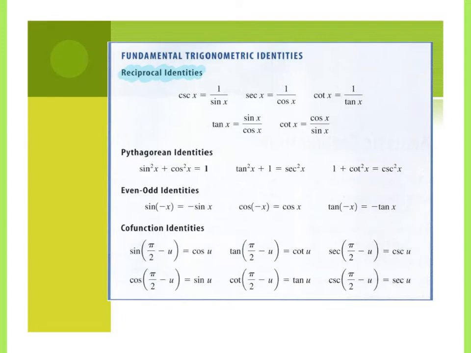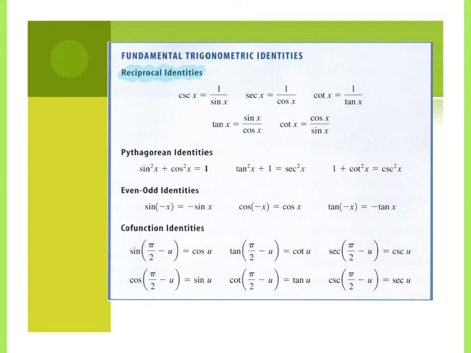And then secant and 1 over cosine, cotangent and 1 over tangent. Tangent can be multiple things. Tangent can either be sine over cosine, or it could be 1 over cotangent. And cotangent can either be cosine over sine, or it could be 1 over tangent. So those are all things that you can substitute in for each other.